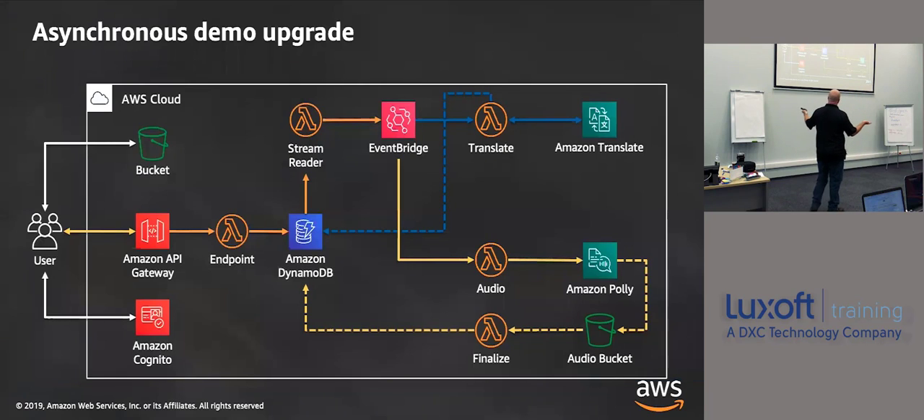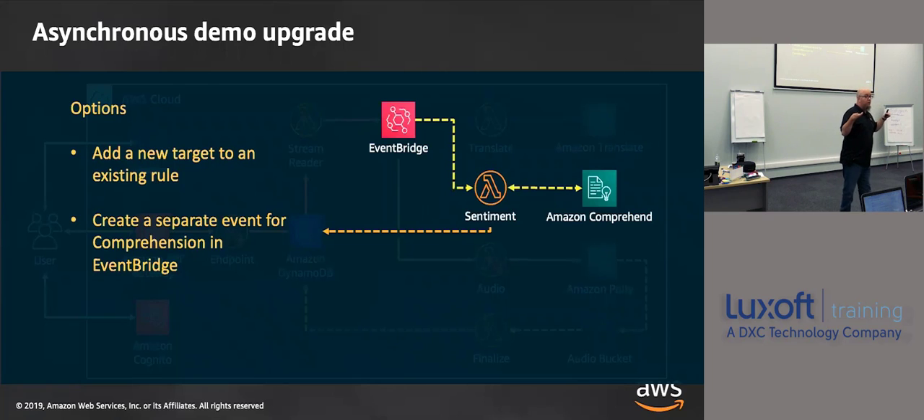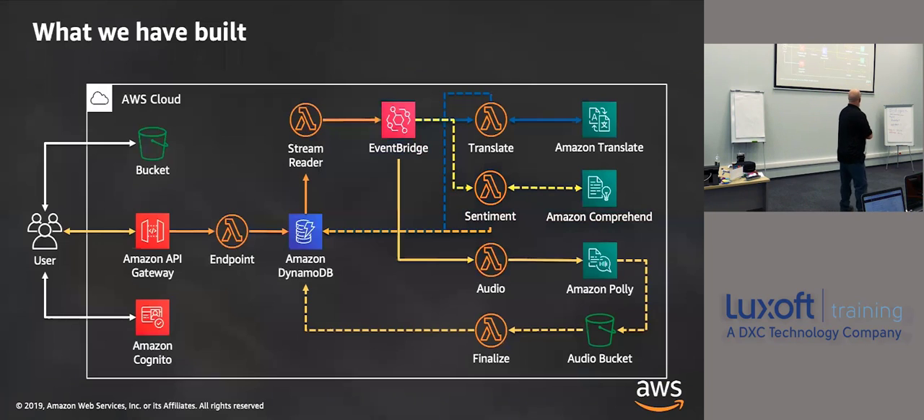So back to our architecture, I can simply add in another rule. I could say, add another rule that triggers a sentiment Lambda. That Lambda should go to Amazon Comprehend, grab the data, and then write it back to the database. Real easy. See, all the architecture's here. The other way, I would have had to go through all the code and add another callback or promise or something crazy like that, especially if you're doing Node.